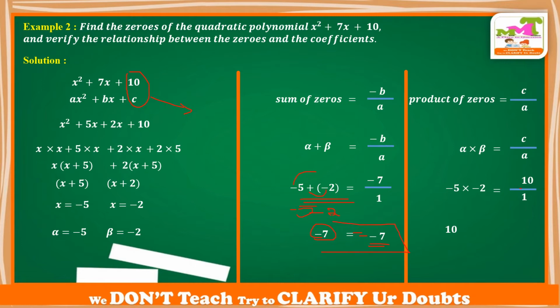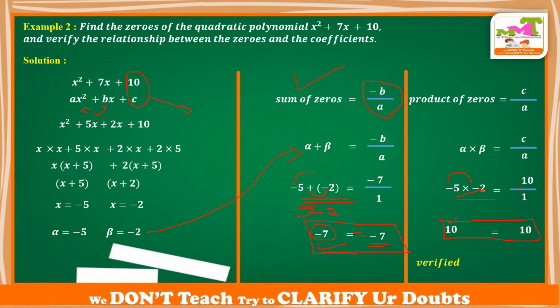LHS and RHS are equal in this case. Coming to the product, minus into minus is plus, 5 2s are 10, equals 10 divided by 1, it's going to be 10. So here the products are equal, the sum is also equal. This is from the coefficient rule, that is, sum of zeros will always be equal to negative of the middle number divided by the first number, that is, coefficient of x squared. I hope you are clear with this. Yes, and this is very much important for your examination.